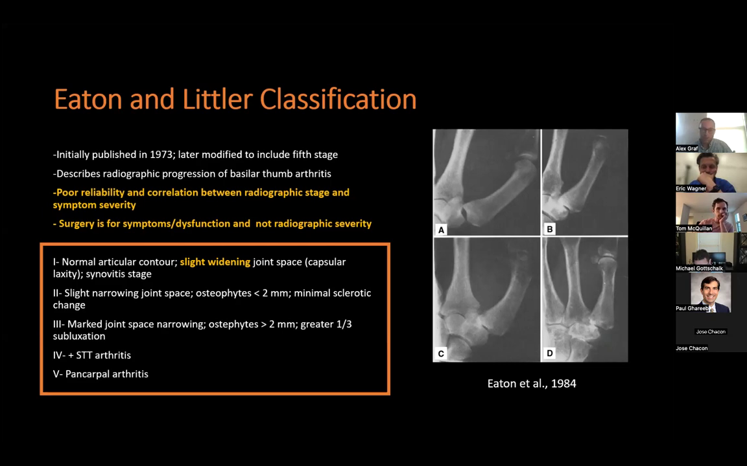And what do you do with that patient? How do you manage them? And the pathophysiology, as we said before, starts with inflammation. So this is a stage 1. You actually have widening of the joint, then narrowing, then osteophytes and adjacent carpal disease.